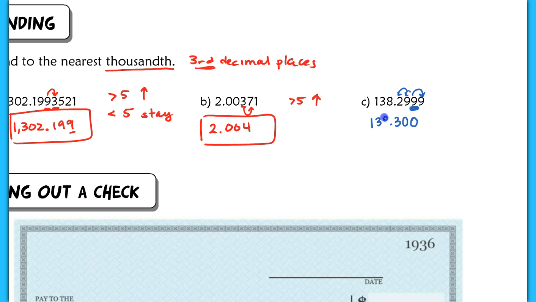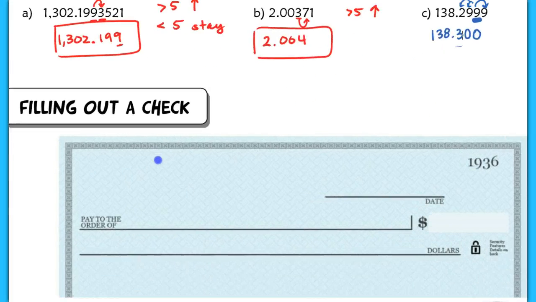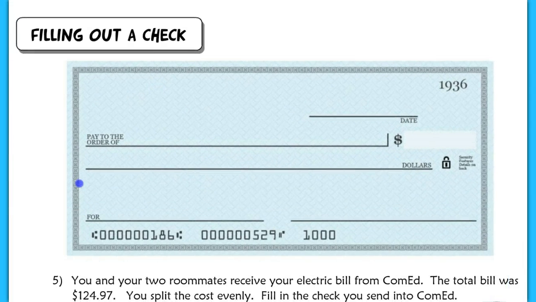So now I have 138.3. So this is 138 and 3/10. The fact that you have 2 zeros here, you can fill those in, but really this number would be written or said out loud as 138 and 3/10. Okay? All right, now another important skill for you to work on is filling out a check.